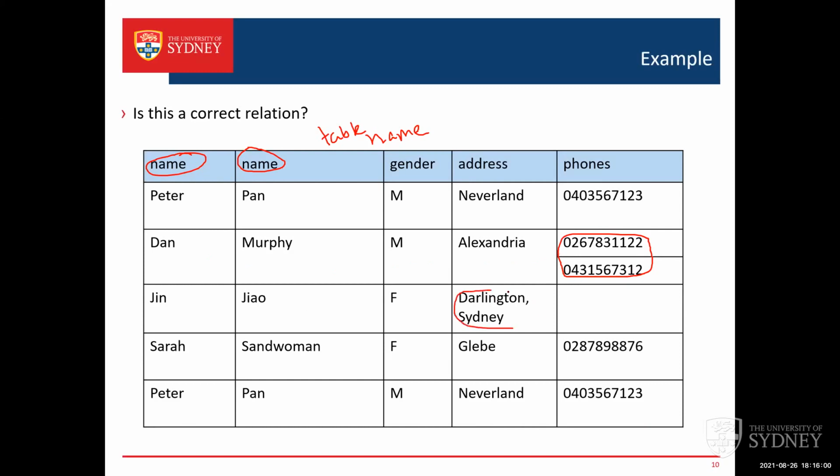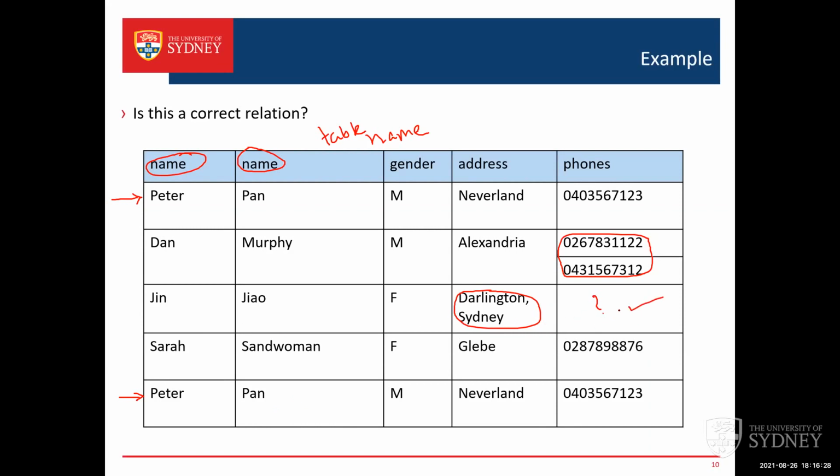This is also wrong because this is a composite attribute. I can divide this one into 2 parts, Darlington and Sydney, right? So this is also wrong. Also, this row and this row are exactly the same. So that is another error. Some of you mentioned this one.